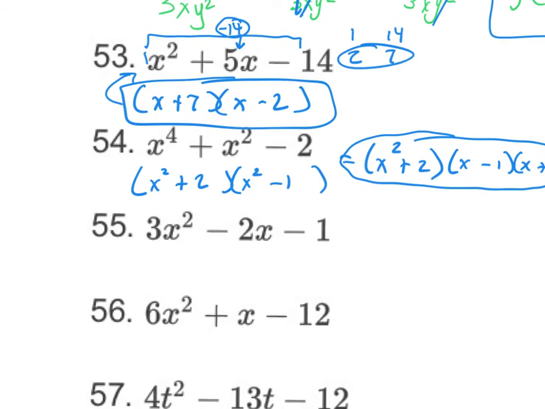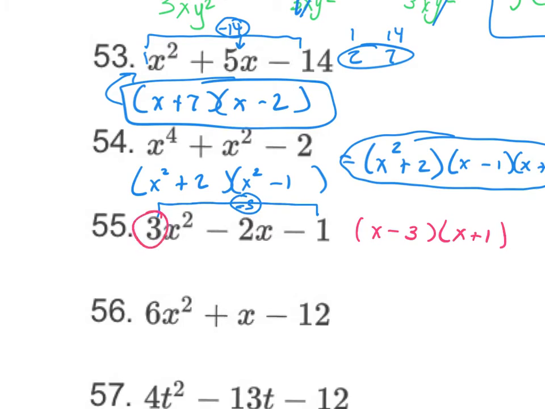Now in 55, we're factoring where a is not 1. So I'm going to say 3 times negative 1 is negative 3. What are the factors of negative 3 that multiply to give me negative 3, but add to give me negative 2? And that would obviously be 3 and 1. So I have x and x, and then I'm going to have a minus 3 and a positive 1. Negative 3 times 1 is negative 3. Negative 3 plus 1 is negative 2.